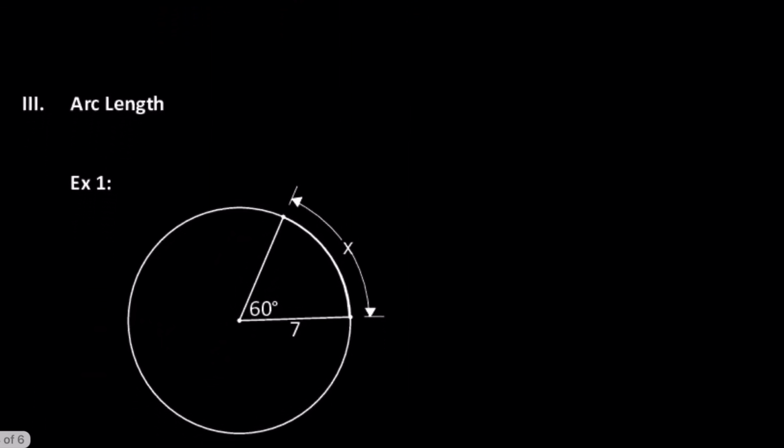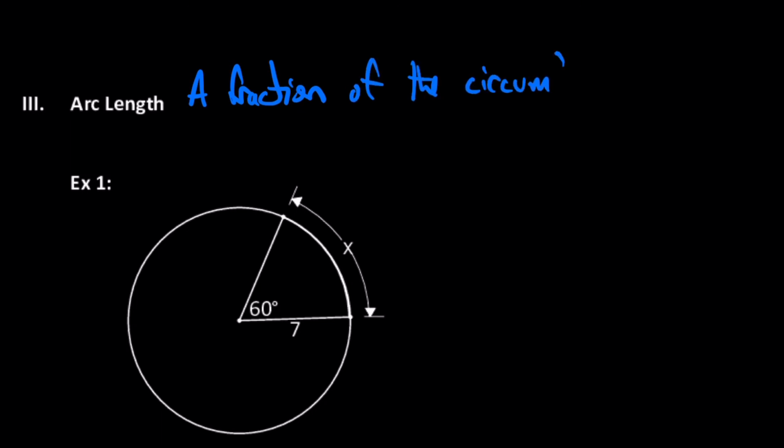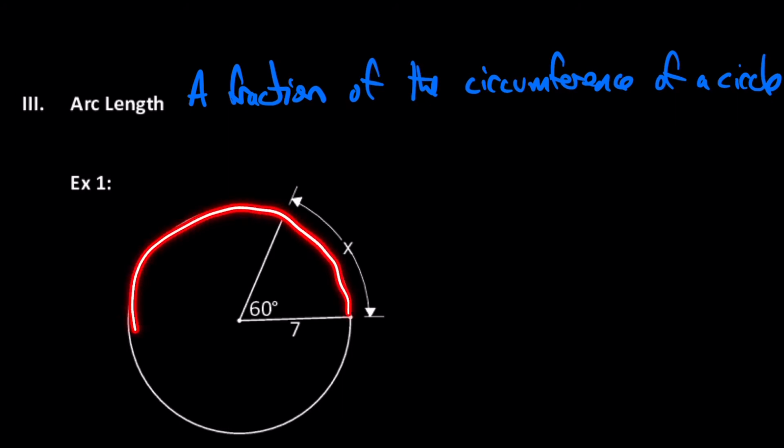Now there's a couple approaches to arc length. Conceptually, an arc length is simply a fraction of the circumference of a circle, right? Here's the circumference of the circle. The arc length is only this piece of it. So conceptually, as long as you know your formula for circumference of a circle, and I give you any angle, whether it's degrees or radians, you just create a fraction with that and multiply that by the circumference.